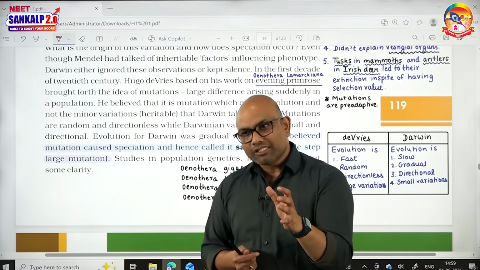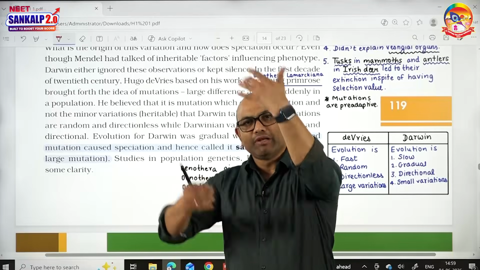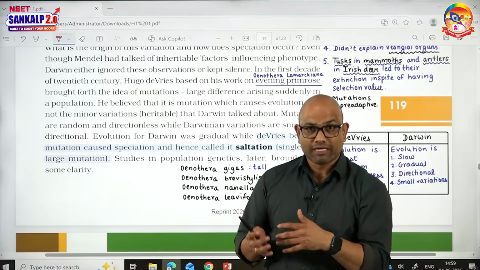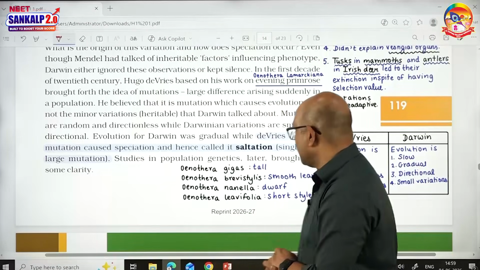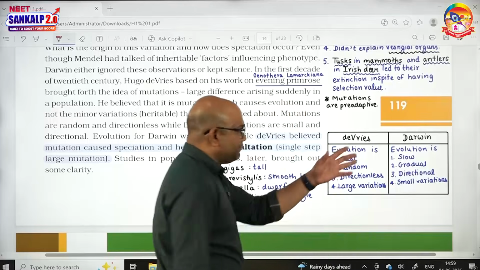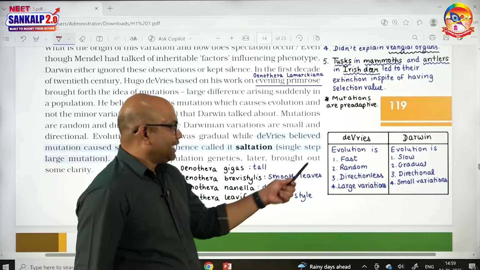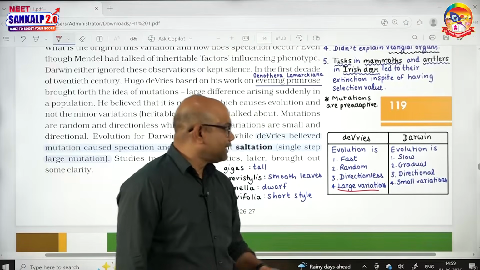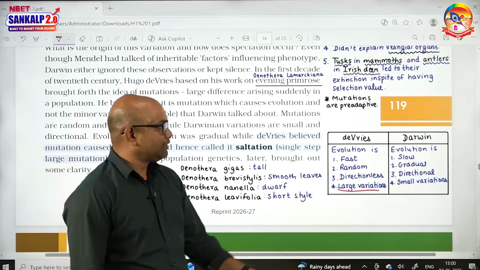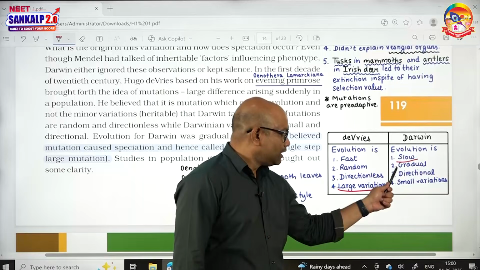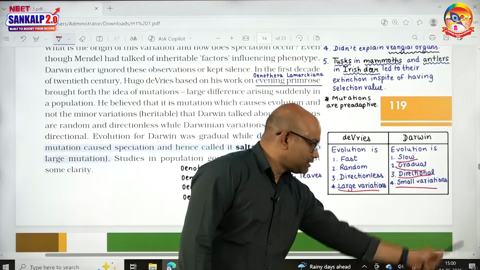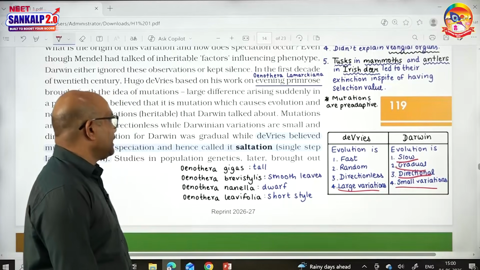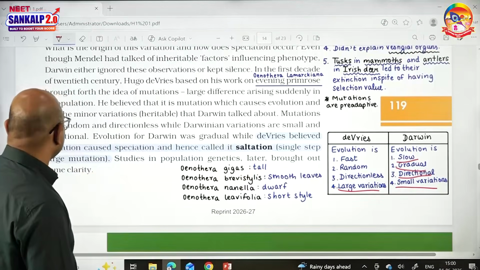So the Darwinian concept is that after several generations, by cumulative effect, a new species comes. But according to de Vries, a new species will come within a short time. See the difference between de Vries and Darwin's approach towards evolution. Evolution is fast, random, directionless and based on large variations according to de Vries. But according to Darwin, evolution is slow, gradual, directional and based on small variations.